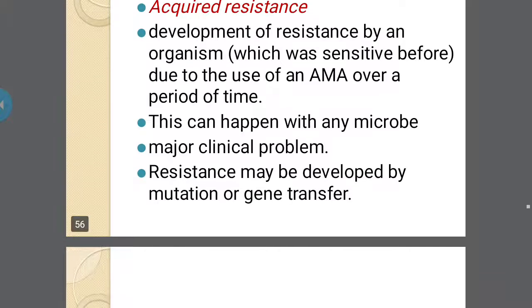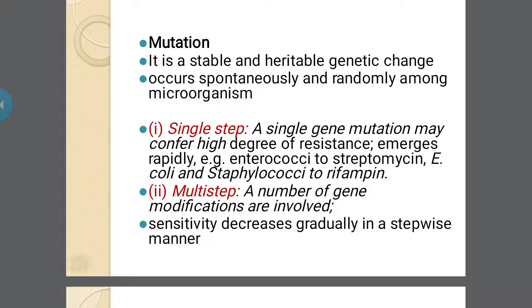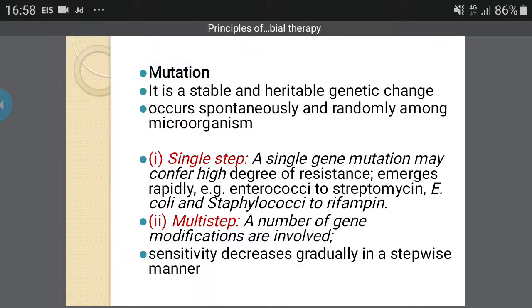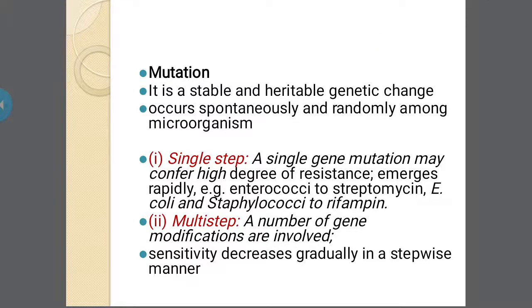Resistance may be developed by mutation or gene transfer. You have read it in class 12. What are the steps of mutation or gene transfer? Mutation is a stable and heritable genetic change. It occurs spontaneously and randomly among microorganisms. It can be single step or multi-step.